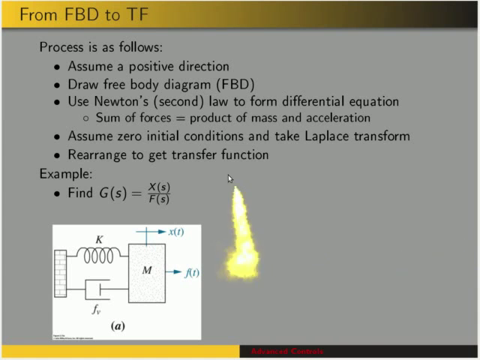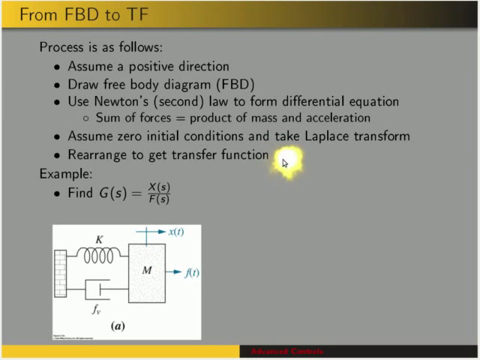So in general, the process is as follows. We're going to assume a positive direction for our displacement, then we'll draw a free body diagram and use Newton's second law to form a differential equation. Newton's second law says that the sum of the forces is equal to the product of the mass and acceleration. Once we have our differential equation, we assume zero initial conditions and take the Laplace transform, and rearrange that to get the transfer function.